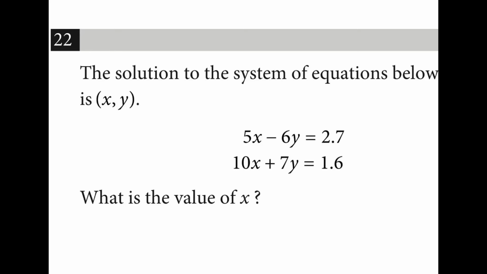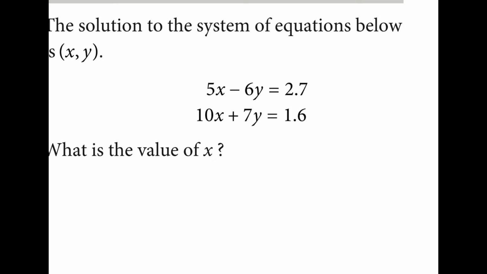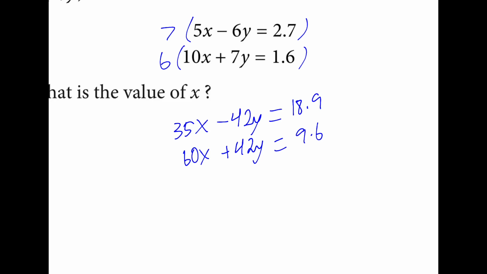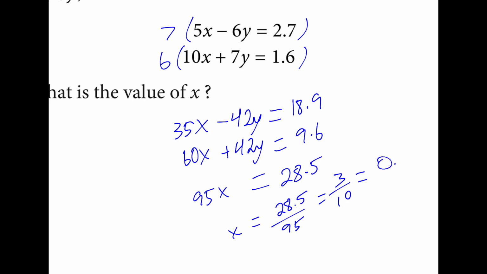If the solution is x, y, what's the value of x? I want to cancel out my y's then, which is tricky. You might have to go all the way to 42. So I could take this times 7 and this times 6. Then my new equations will be as follows. It's not pretty, but it will do the job. If I add all three columns straight up and down, I have 95x is equal to 28.5. So x is equal to 28.5 divided by 95. If I divide, this gives me 3 over 10, or just 0.3.